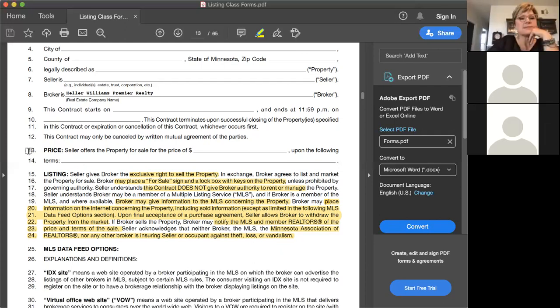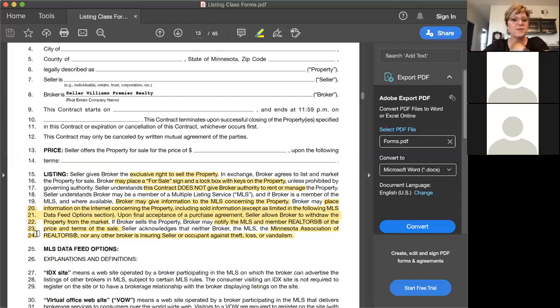So line 13 basically is what's the price, right? What is the list price going to be? And we're going to enter that on a line 13. And then line 14, where it says terms, what that means is, what is the seller willing to accept for the terms in terms of cash, conventional financing, FHA, VA, all of that stuff. What are they willing to accept as a term for the price? Make sense? So you'll want to list those things there. And then obviously you're going to put that in the MLS when you load that information in.